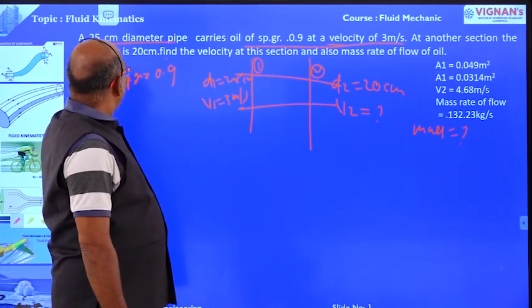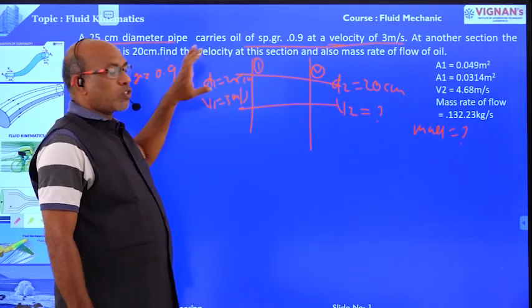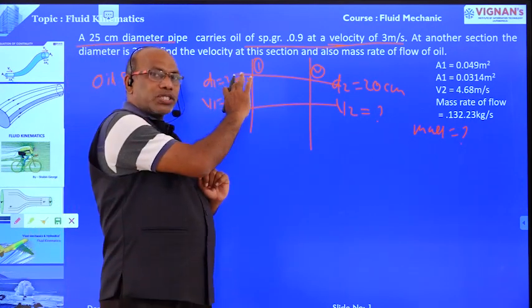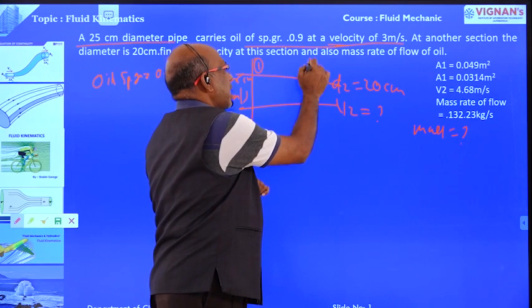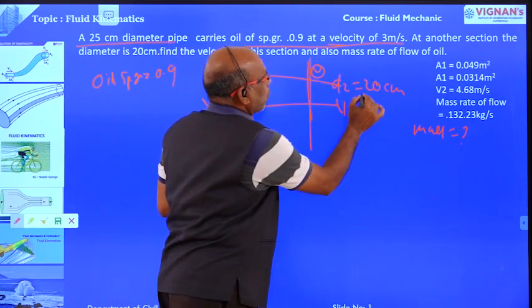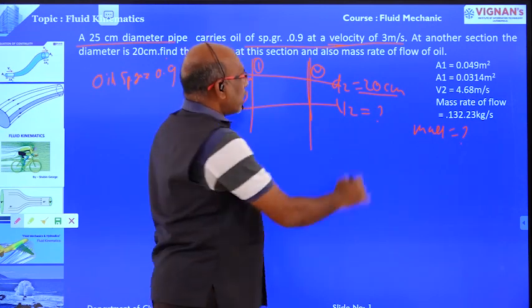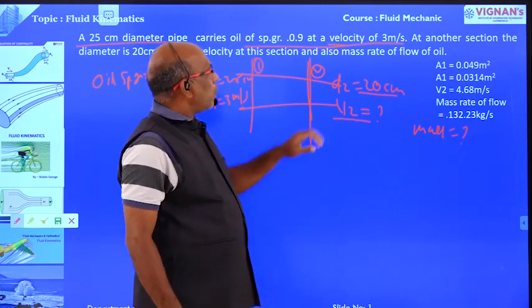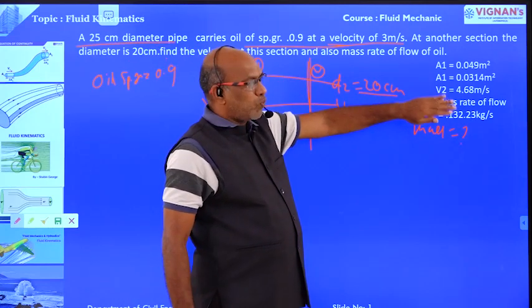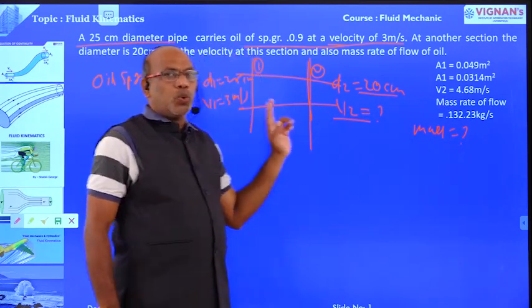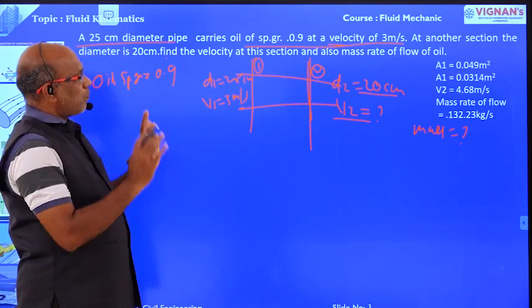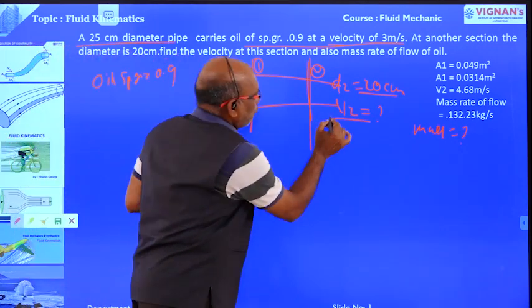and diameter of the pipe is 25 centimeters. At 25 centimeters the velocity is also given. The pipe cross-sectional area gradually reduces at some point. At that point the diameter is equal to 20 centimeters. What is the velocity V2 at the 20 centimeter dia pipe, and also mass flow of oil? Those two parts they have asked. First, based on the given data, first we are going to determine the V2.